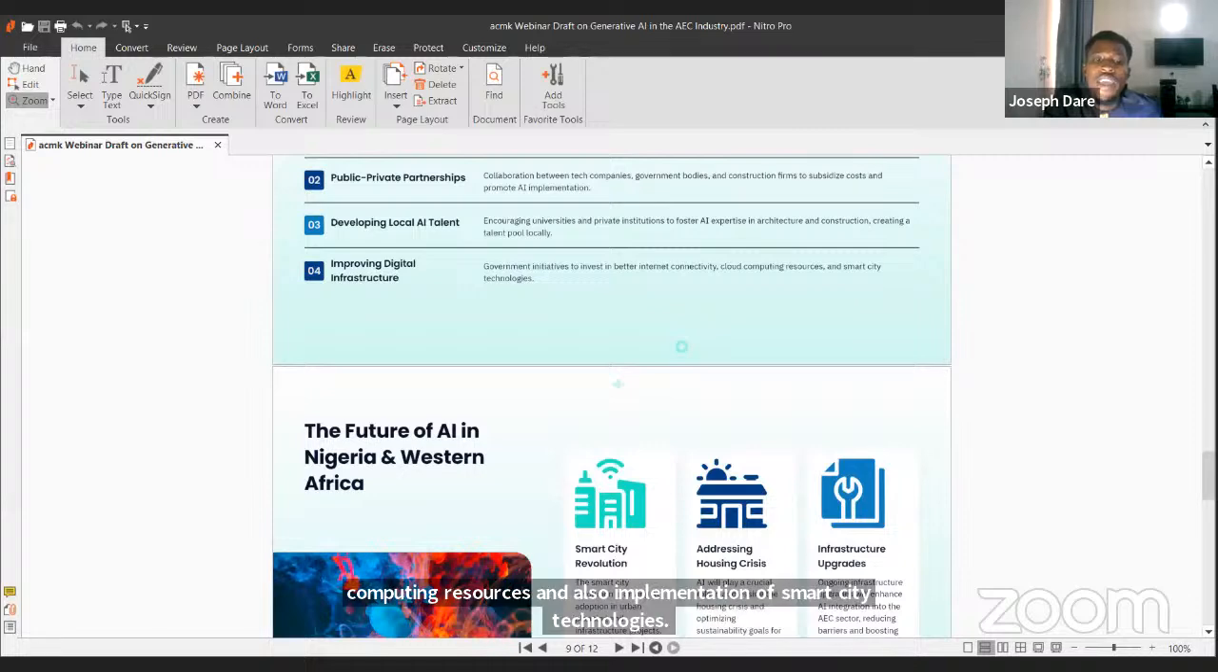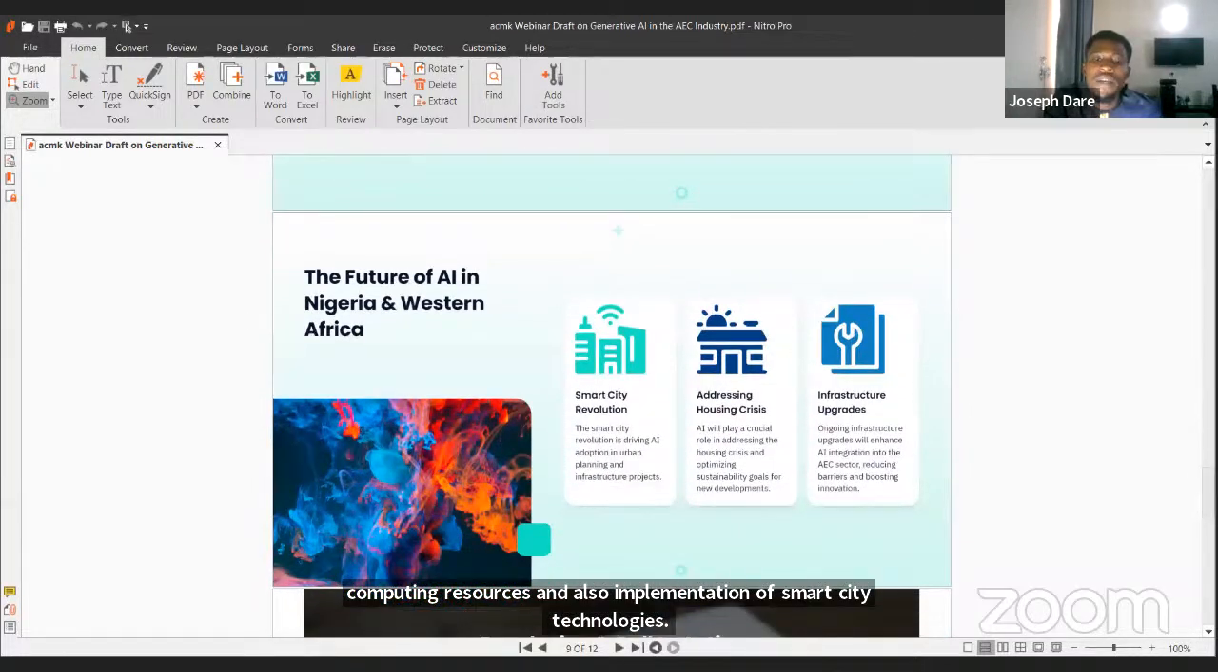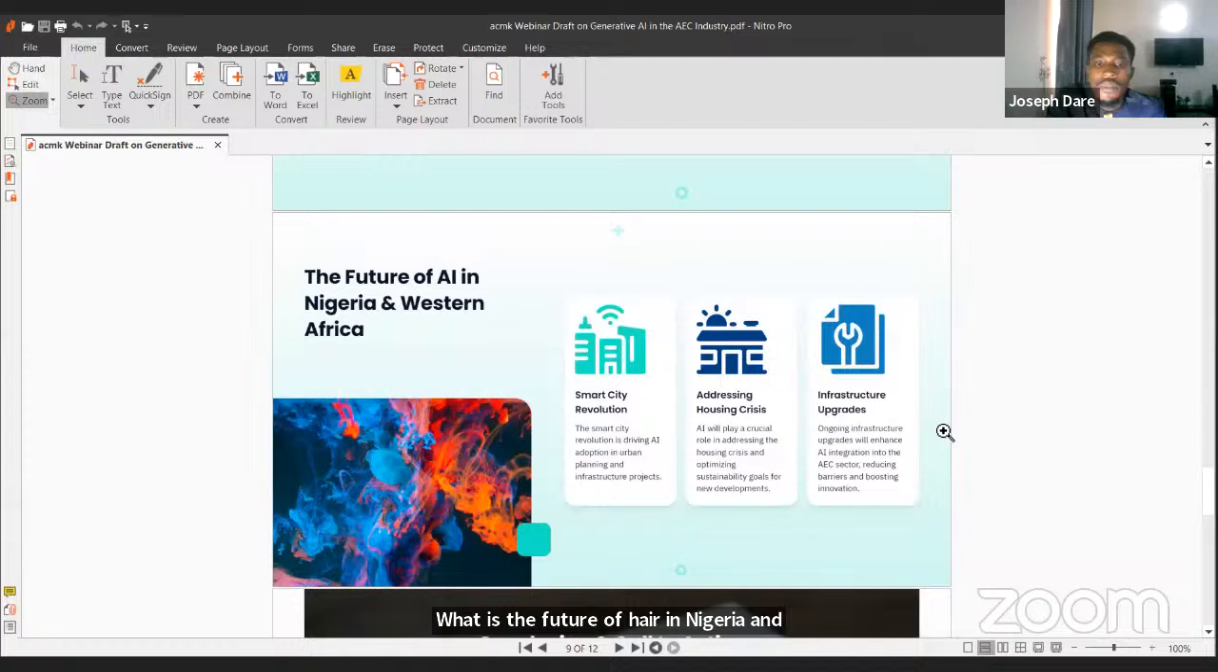What is the future of AI in Nigeria and West Africa? The future is that there is this smart city revolution. A lot of buildings in Nigeria, when I say a lot, I mean a lot, are now using smart technologies in the buildings, especially in the area of electrical systems, security doors.